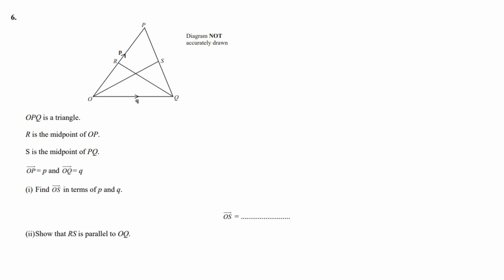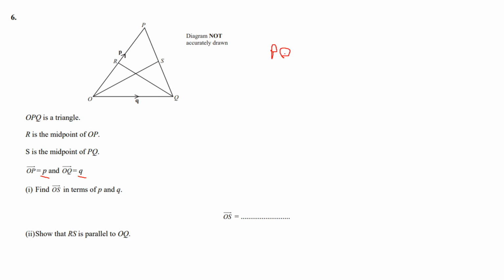What about if it's a parallel line? So for this one we're told OPQ is a triangle, R is the midpoint of OP, S is the midpoint of PQ, and we're told that each of these are p and q, right? So what is OS going to be? All right, not a problem. The first thing we need to work out to find what OS is, is PQ, right?